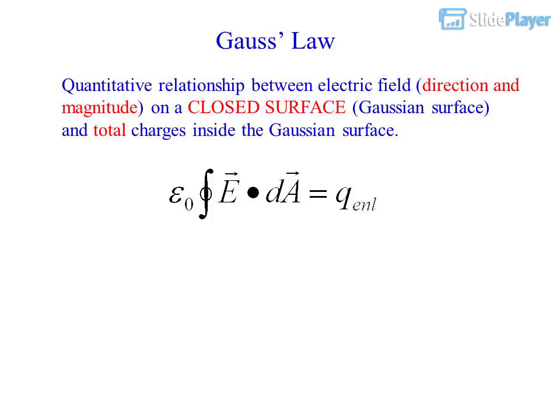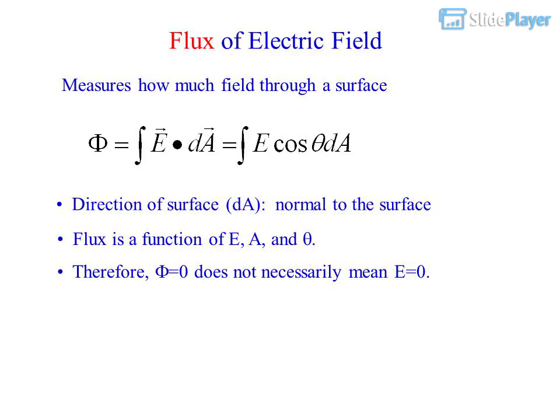Gauss's law. Quantitative relationship between the electric field, direction and magnitude, on a closed surface, the Gaussian surface, and the total charge inside the Gaussian surface. Flux of electric field measures how much field goes through a surface. Direction of the surface is the normal to the surface. Flux is a function of E, dA, and the dot product. Therefore, flux equals 0 does not necessarily mean E equals 0.